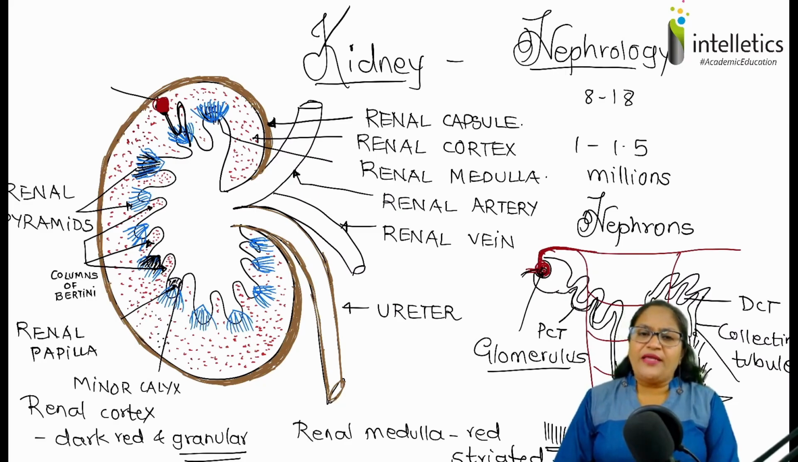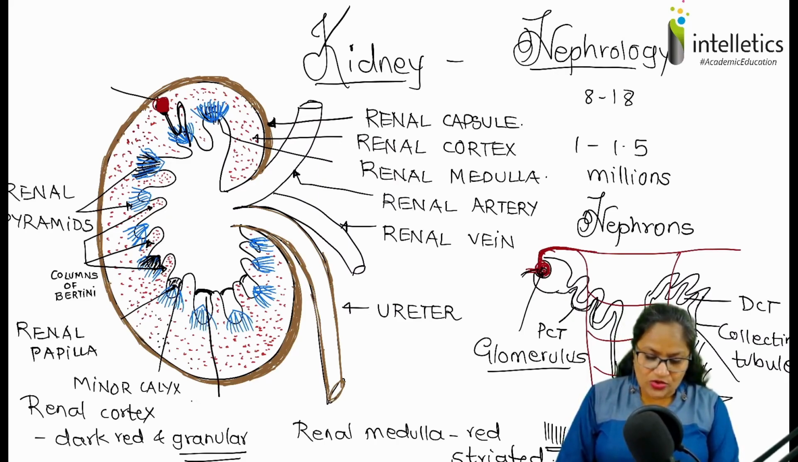So there are many minor calyces, right? Many minor calyces come together and open into a large area. Now I'm pointing this out. This is the large area in which the minor calyces open up, and this large area ought to be called the major calyx.